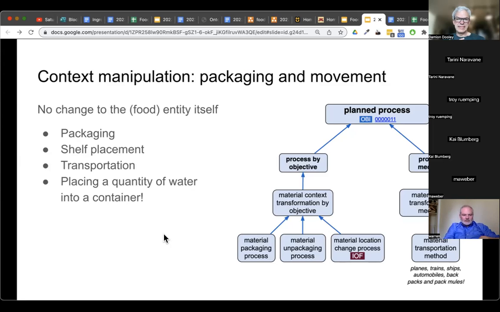So there's also the possibility that you're manipulating in your process the context of a material, not its inherent characteristics. And that gets us into the world of transportation and packaging. And the Industrial Ontologies Foundry has actually their own ontology in sort of a beta mode, and they actually mention material location change process as one of theirs. So we're kind of, I think we're going to be on the same wavelength.